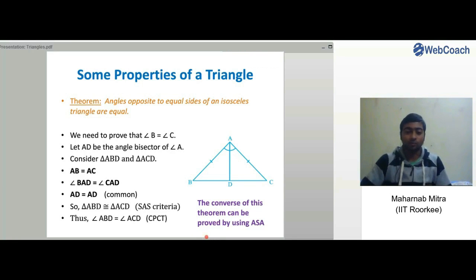So I leave this exercise to you as homework, and you can just try it and see that it is true that if one of the criteria is given, other criteria may be obtained from the given criteria by using certain congruency rules.